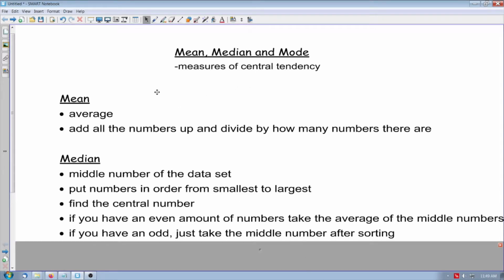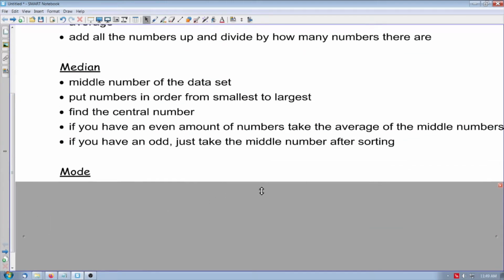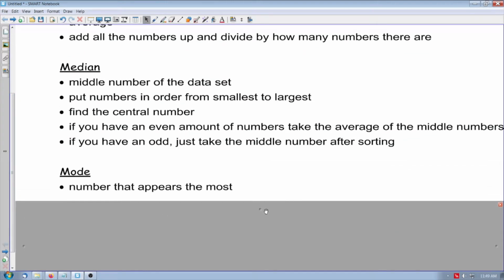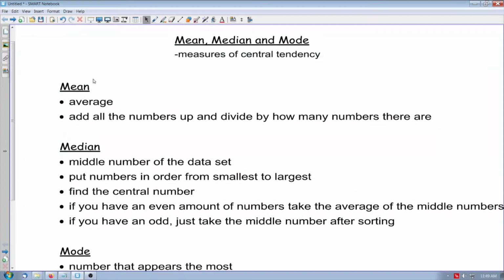For each one of these two, I'll do an example to make this more clear, but I just want to get the definitions out of the way first. And then the last one is mode. It is pretty easy. The mode is just the one that appears the most in the data set. There's also range we can touch on. Range is just the difference between the largest number and the smallest number. So let's go ahead and jump to an example of a mean.